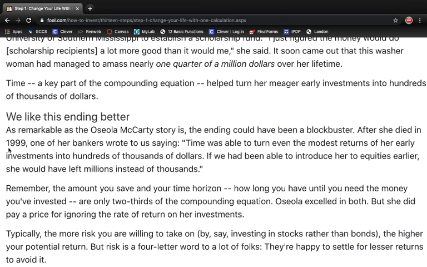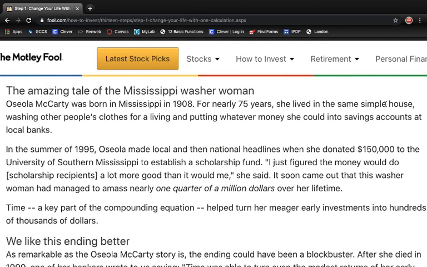After she died in 1999, one of her bankers wrote to us saying, "Time was able to turn even the modest returns of our early investment into hundreds of thousands of dollars. If we would have been able to introduce her to equities earlier, she would have left with millions instead of thousands." Again, I think Christina said it. The key is to start early, okay? To start saving early. So I don't care if you're mowing yards, babysitting, whatever you're doing, start saving your money.